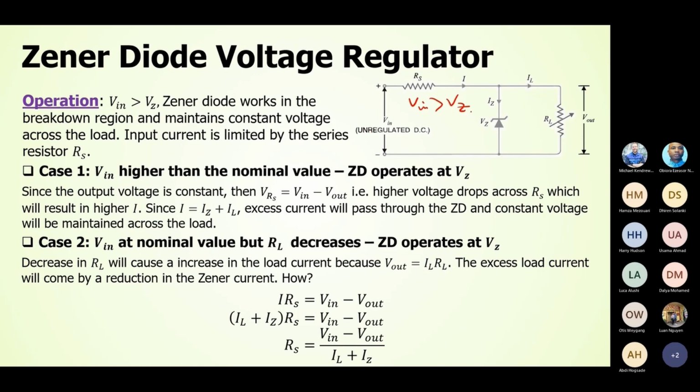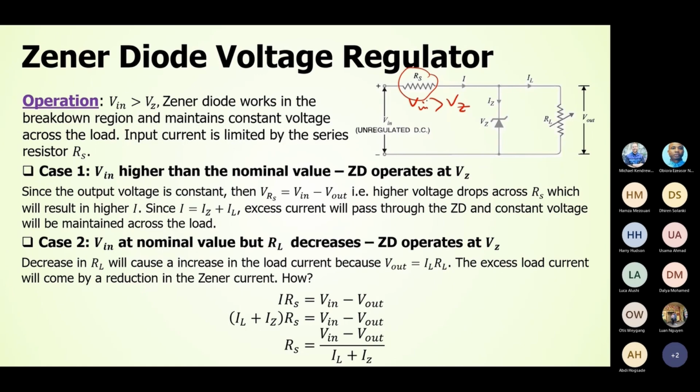Since your input voltage is greater than the Zener voltage, this Zener voltage will be constant, and this constant voltage will be supplied to the load. Now, to limit the input current, we use a series resistor, RS. So this is the basic operation. Now, how this actually operates, what I presented to you just now is the overview. Now let's go into the details.